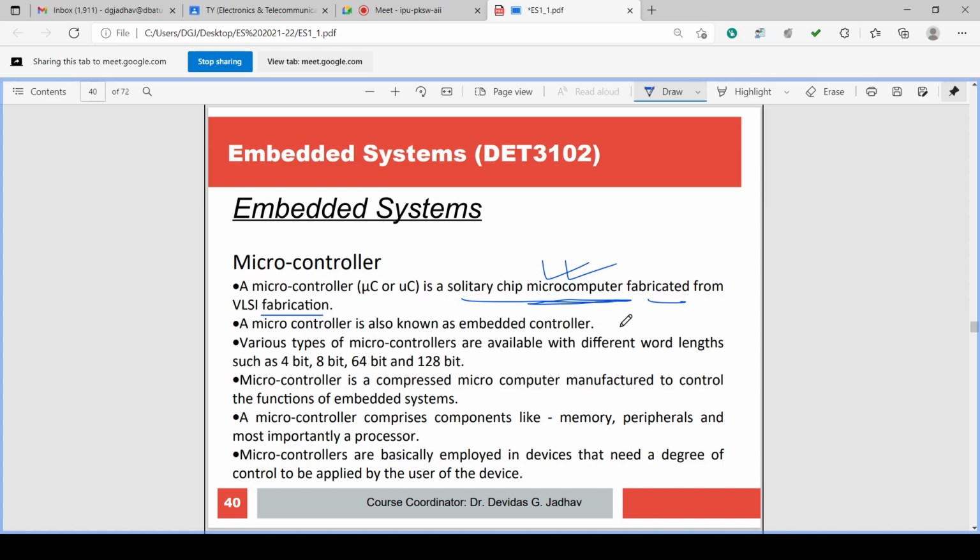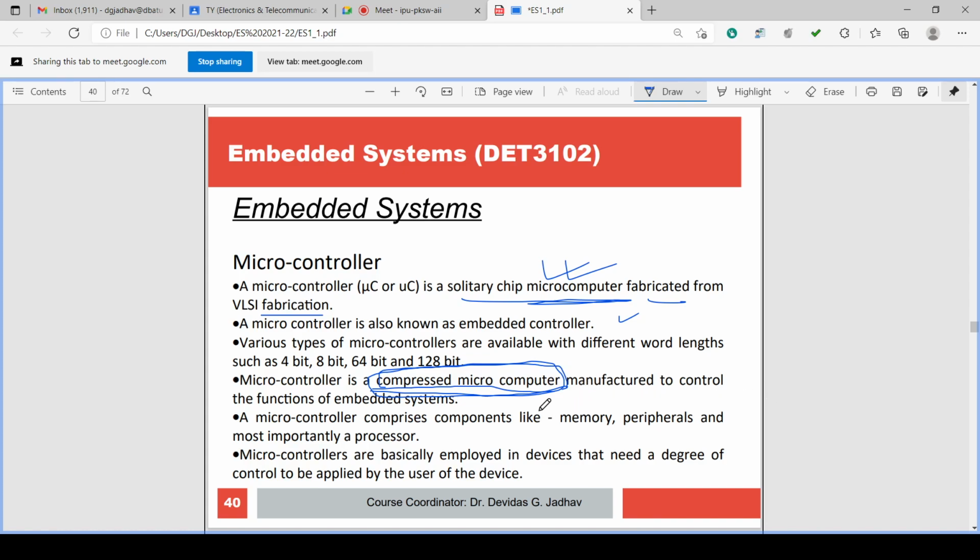So a microcontroller is also known as an embedded controller. It can be 8-bit, 4-bit, 16-bit, 64-bit, 128. A microcontroller is a compressed microcomputer. Again the same, which we discussed in the previous lecture for some 5 minutes. In open source software hardware lecture number 8, at the end of the lecture we discussed how the compressed microcomputer is there.